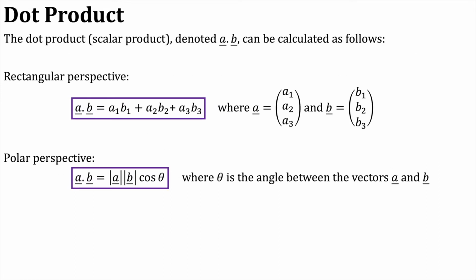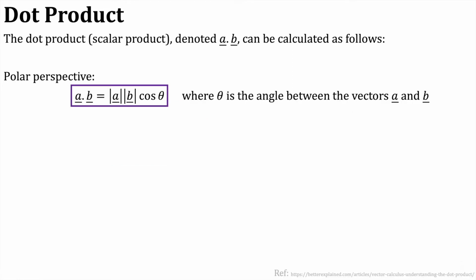Now, we can look at the scalar product, denoted A dot B, as follows. We can look at the rectangular perspective, which we focused on in the previous video, and we can also look at the polar perspective, which is what we're going to focus on in this video. So, using the polar perspective, the dot product of vectors A and B is equal to the magnitude of vector A multiplied by the magnitude of vector B multiplied by cos theta, where theta is the angle between the vectors A and B.